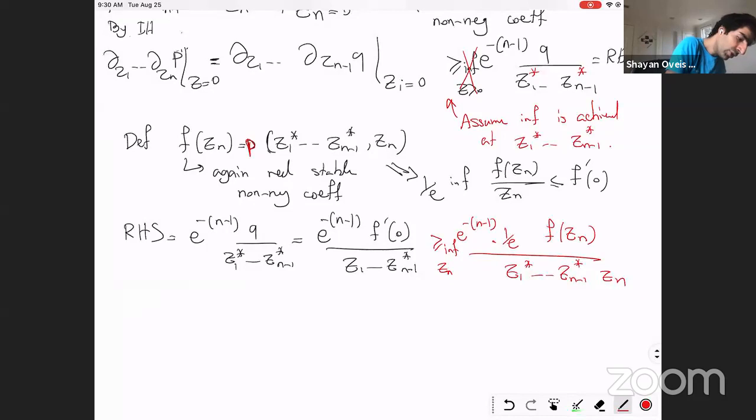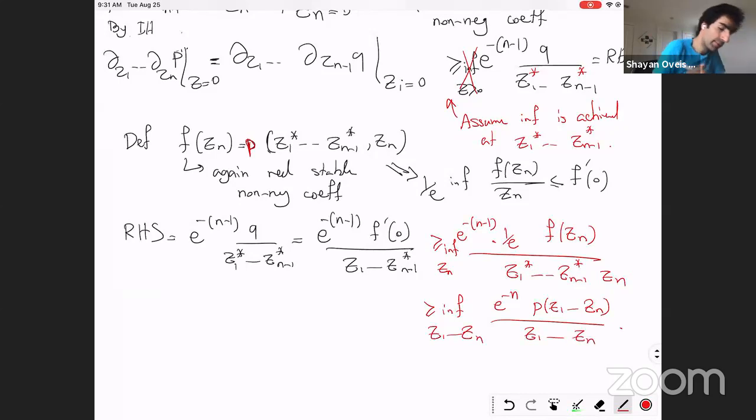The last thing to notice is that to compare this with the right-hand side of Gurwitz, the right-hand side of Gurwitz is the same thing, except the infimum is over all zi's. So if I also take z1 star up to zn minus 1 star into the infimum, this can only decrease the right-hand side. It's like you optimize twice: first over z1 star up to zn minus 1 star, then over zn separately. But if you optimize over all of them together, you could get only something smaller. So this is at least e to the minus n, p of z1 up to zn over z1 up to zn.